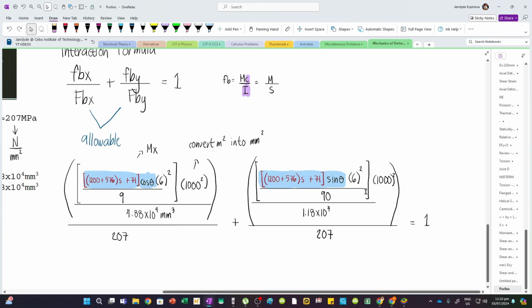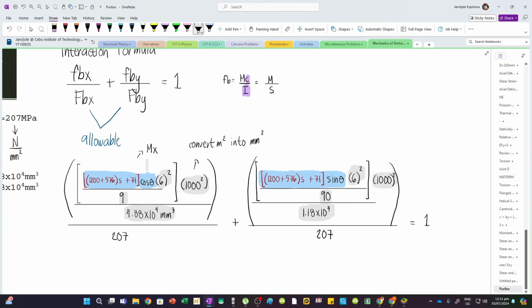Now, masyadong mahaba to sa calculator. If you will type this, medyo alanganin ka na sa oras. So, I will be teaching you another approach para ma-streamline yung process. So, diba, this expression is essentially unchangeable. Or, diba, these are constants: 6 squared over 9 divided by 4.88 times 10 to the 4th, and then ito ring 1000 squared. And then for this one naman, 6 squared over 90, and then 1.18 times 10 to the 4th, saka 1000 squared, that's also a constant term.